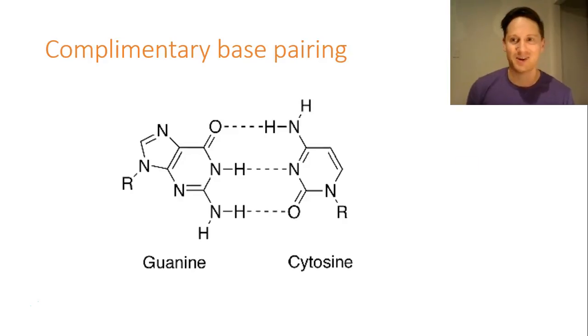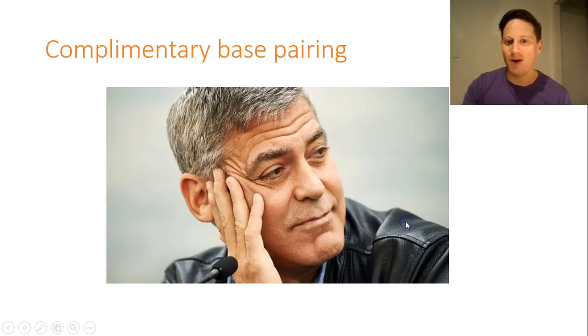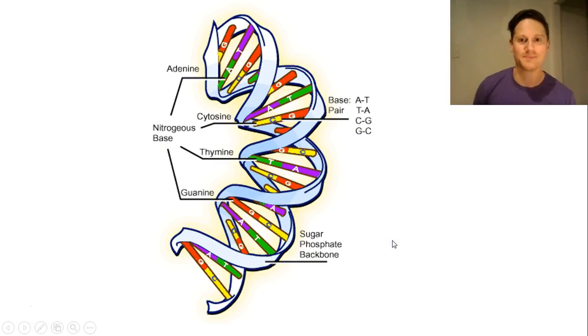Let's look at the next pair, guanine and cytosine. I can't imagine that you're going to be memorizing the chemical composition and the fact that there's 3 hydrogen bonds that connect them together. Why not think about George Clooney instead? GC. George Clooney, guanine, cytosine. What better way to remember complementary base pairing?